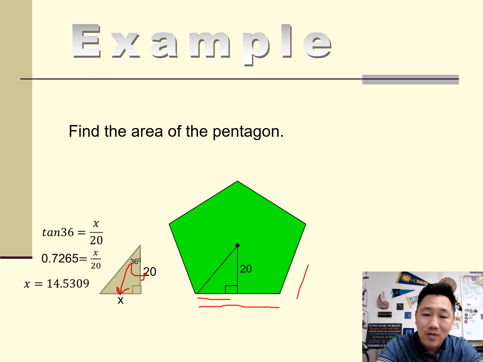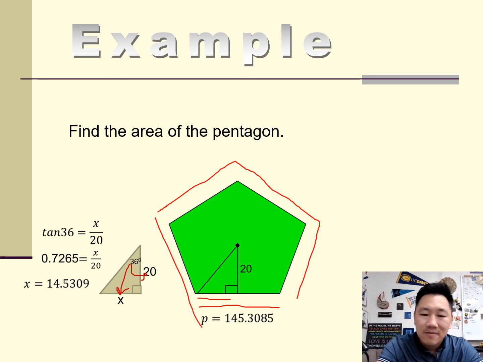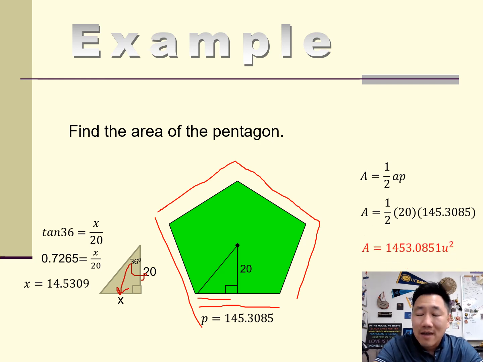Not only that, once you get the whole thing, you have to go all the way around to get the perimeter, 145.3085. Plug it into the formula, 1/2 apothem times perimeter. The apothem they gave you at the very beginning was 20, and the perimeter we just found out. Multiply them all together. You should get about 1,453 units squared. All right, kind of fun. We're using a lot of information that we've learned before. All right, so go ahead, try the homework.